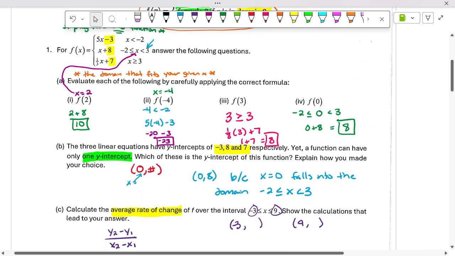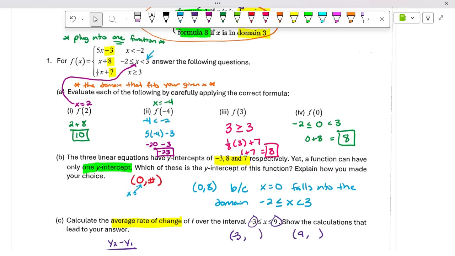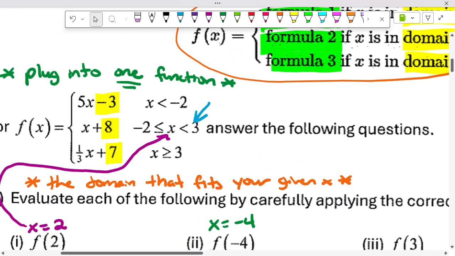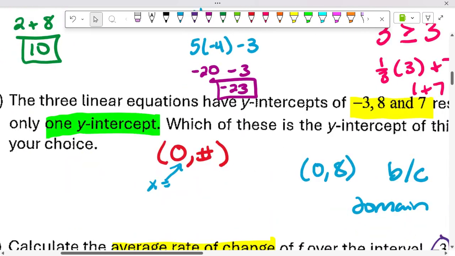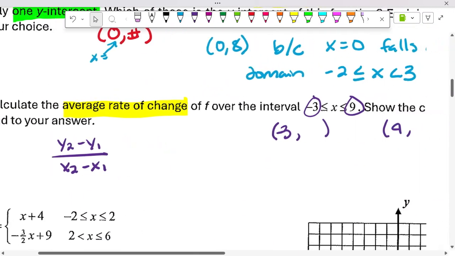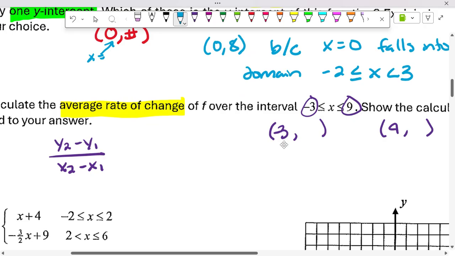So how have we been finding y's? Look at part A. Right, plugging it in. However, we still got to figure out which domain it fits in. So which domain does -3 fit into? The top, middle, or bottom? The top, because -3 is less than -2. So we're going to plug -3 into the top function.